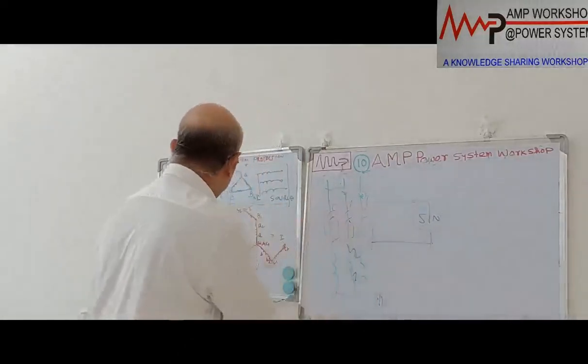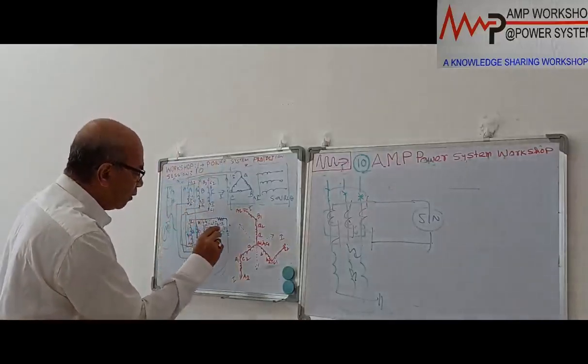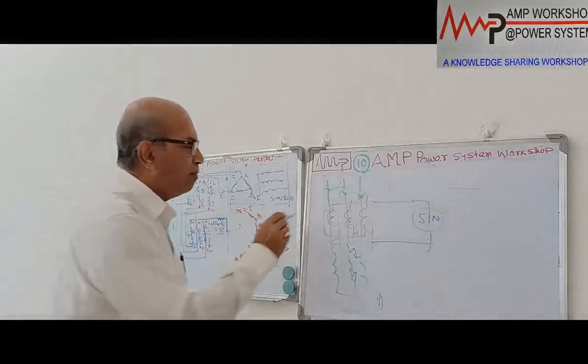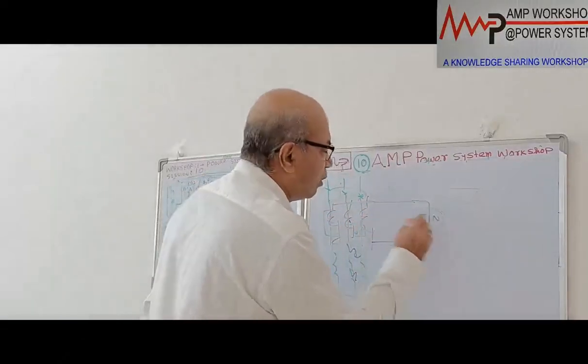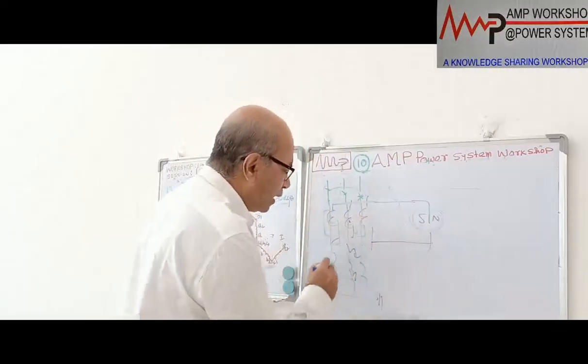Suppose there is an arc fault over here, so immediately what will happen? We have shown the distribution. In the arc fault, the earth fault current will be flowing through this. So in these three phases, there will be current imbalance. The imbalance current will be coming over here, and this 51N will protect that. So this 51N is for the internal earth fault.